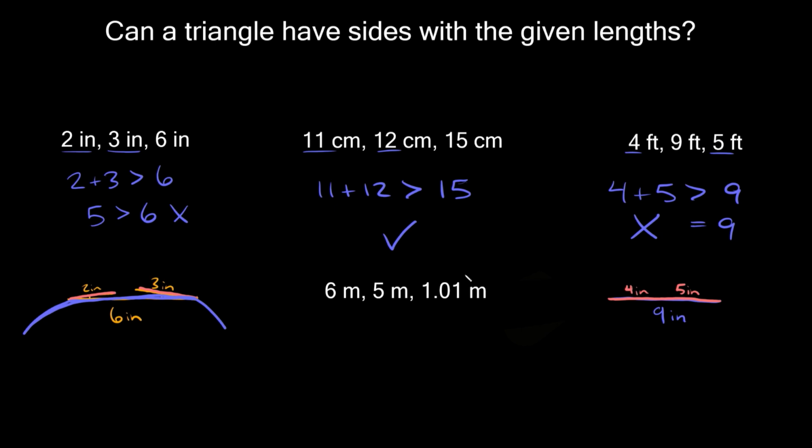Okay, now what about this last one over here? So the 2 smaller sides are 5 meters and 1.01 meters. So 5 plus 1.01, is that bigger than the longest side, 6? Yes, it is, right? 6.01 is bigger than 6. So we can definitely make a triangle out of these, although the angles would be super little.